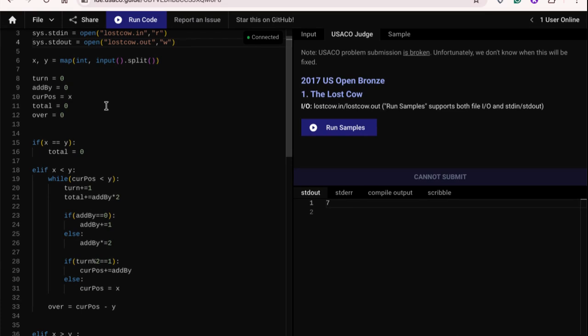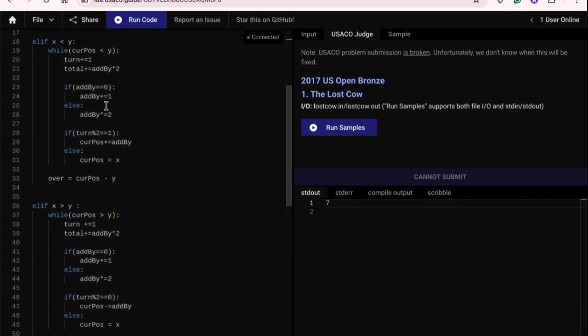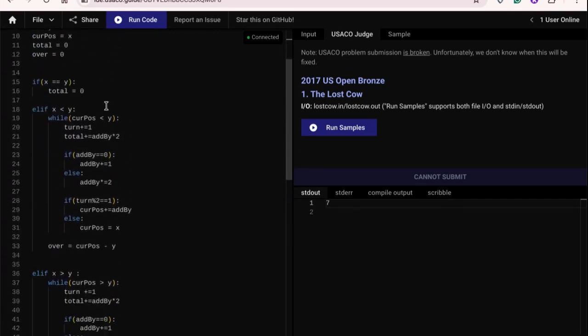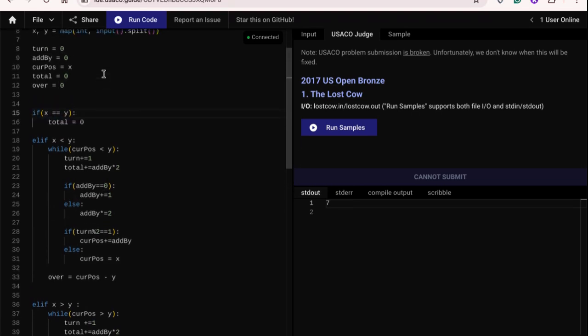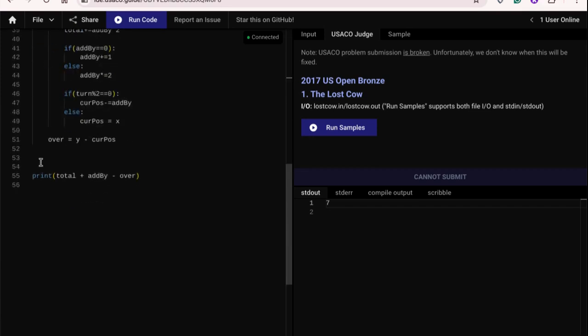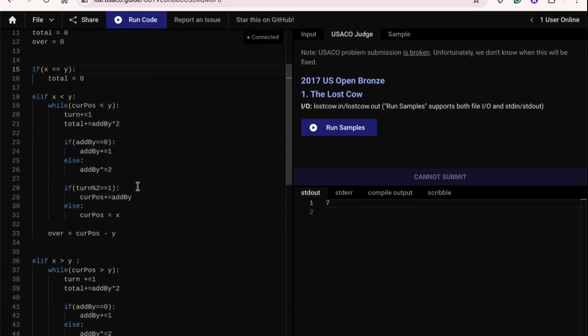Current position is what he's at right now on the number line. Total is how much distance he moved. And then over is in case he overshot Bessie's position, we just need to account for that in our final solution so he doesn't go any extra distance. Well, first we just have a simple case. If they're both at the same exact position, we just want the total to be 0, and then we'll simply print that out because add by will be 0 and over will also be 0.